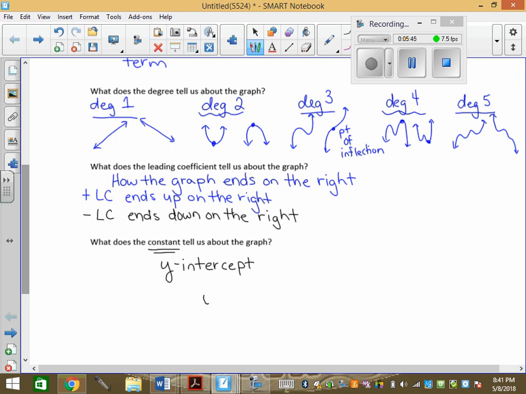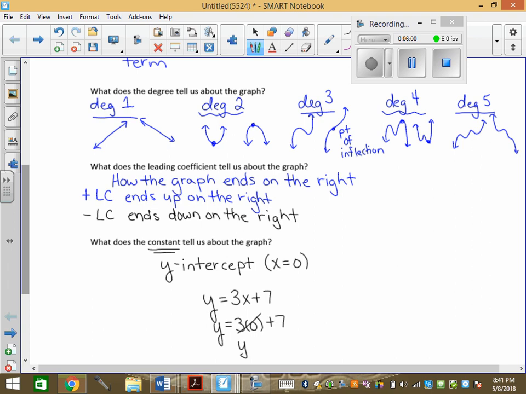Well, if we use a basic case like a linear function, so 3x plus 7, when you're finding the y-intercept, you're telling me x equals 0. So when I plug in x equals 0, every term that isn't a constant is going to actually go away.